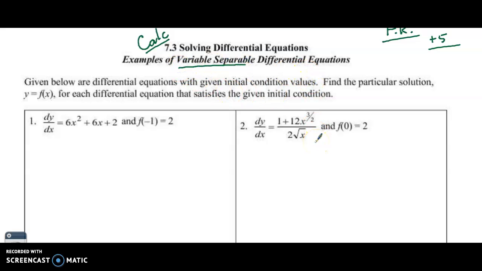So anyway, we're looking at this differential equation. And the first thing that we do is we just want to rewrite this with dy by itself. And just think of this as multiplying dx over here. So then we have 6x squared plus 6x plus 2. And don't worry about this initial condition just yet. We will worry about that in a little bit.